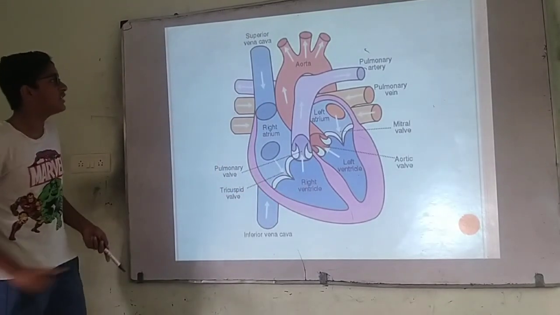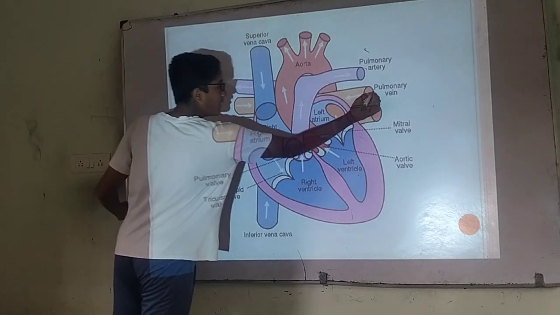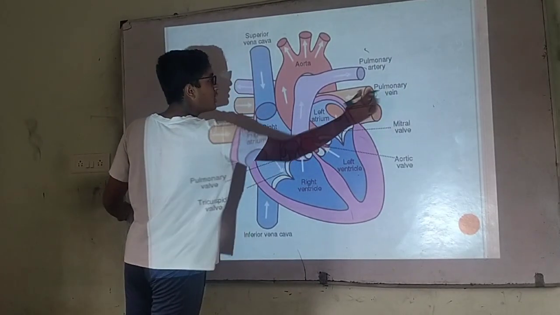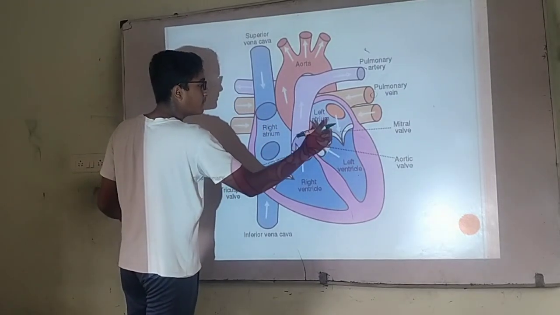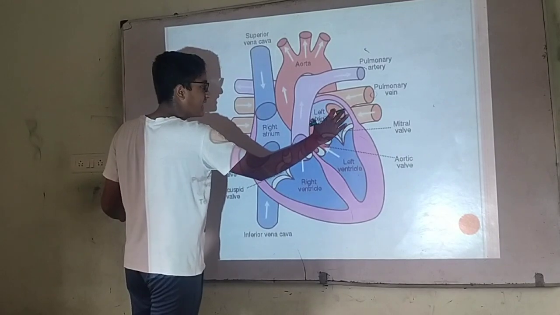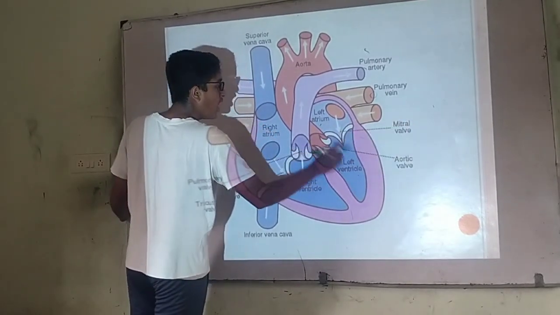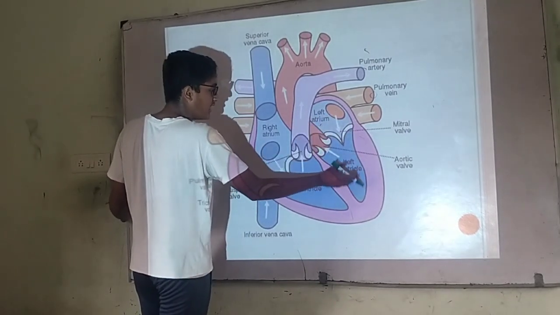So let's now try to visualize the circulation of blood in the heart. So first, the oxygenated blood from the lungs travels through the pulmonary vein. Then it makes its way into the left atrium. From the left atrium, the atrial muscles contract, due to which the mitral valve or bicuspid valve opens and the blood flows to the left ventricle.